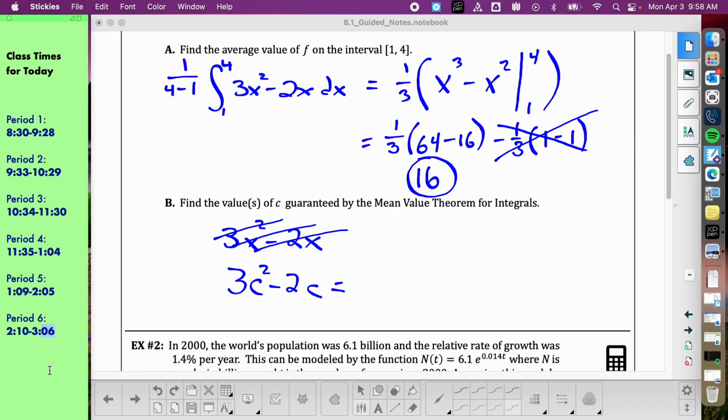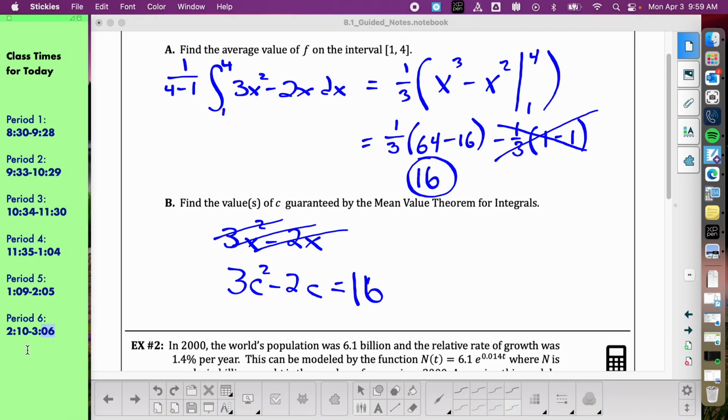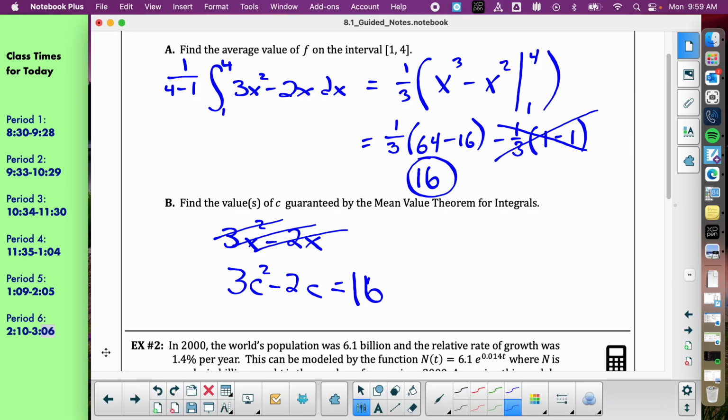Not unless it tells you or starts asking for f of c. So this whole answer up here is what f of c is equal to. But if we're looking for the specific c value, then we would have to write out the equation with the c value and make it equal to the number we're trying to find, which is 16. We okay with that? Okay, but now I gotta solve.